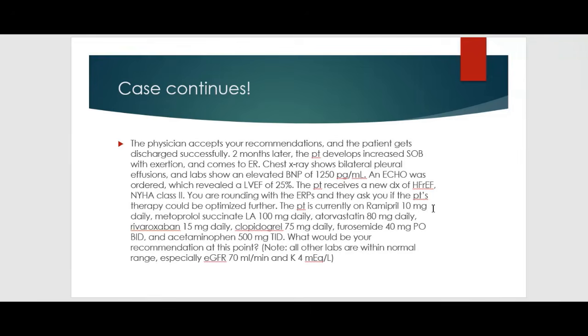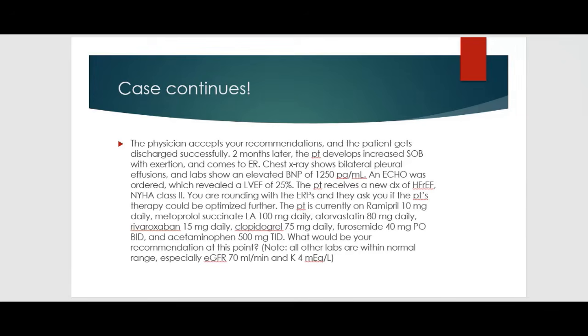Remember what medication I'm talking about? It's the sacubitril valsartan, the angiotensin receptor neprilysin inhibitor. That's what I'm talking about. So, according to the American Heart Association and the American College of Cardiology, if the patient has heart failure with reduced ejection fraction, New York Heart Association classification 2 to 3, which is the case here, this is class 2, it's recommended to use an angiotensin receptor neprilysin inhibitor to reduce the mortality and morbidity.